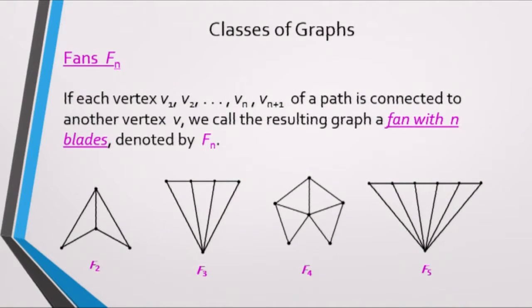Fans. Interesting name. Okay. Start with a path, if you want to think about it, and then add one additional vertex and join this vertex to every vertex on the path. And the subscript n basically counts the number of triangles. So this one has 1, 2, 3, 4, 5 triangles. So this is an f sub 5 in this case. By the way, each triangle is also called a blade of the fan.